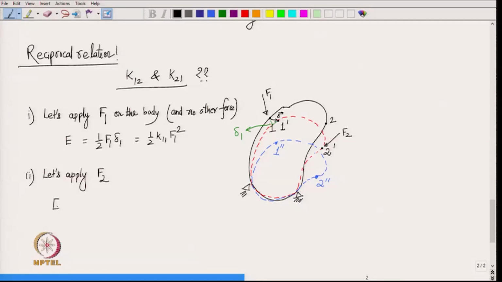So, that is going to be the initial energy, which is half K11 into F1 square plus energy due to additional displacement at point 1, and that is simply F1 into additional displacement. And what is that additional displacement? That is K12 into F2. So, this is the extra displacement in the direction of force 1. Okay.